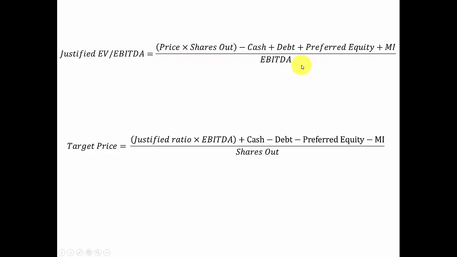Well, that doesn't give you the target price. You have to solve for this price that's within this formula. But here I've done it for you. The target price is going to be equal to that justified ratio times EBITDA plus cash minus debt minus preferred equity minus minority interest, divided by shares outstanding. All I've done is just use algebra to solve for this price right here in this formula. So in another video, I'm going to show you a spreadsheet that is going to calculate the target price based on this formula for you to make it a little bit easier for you.